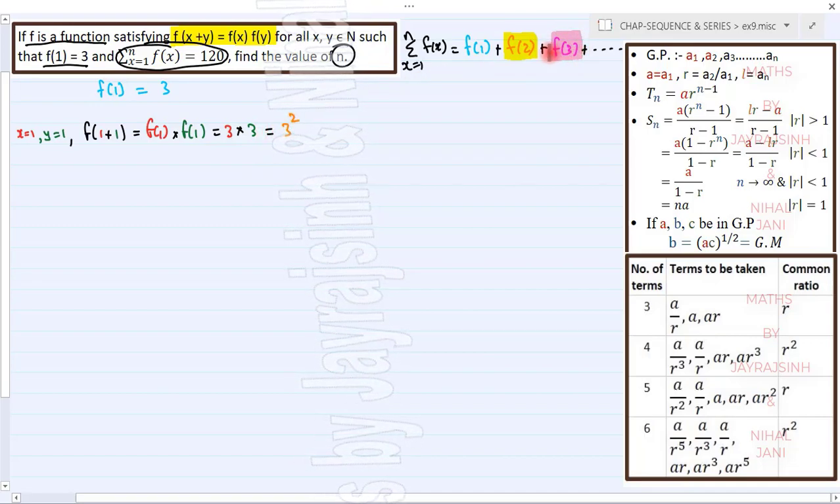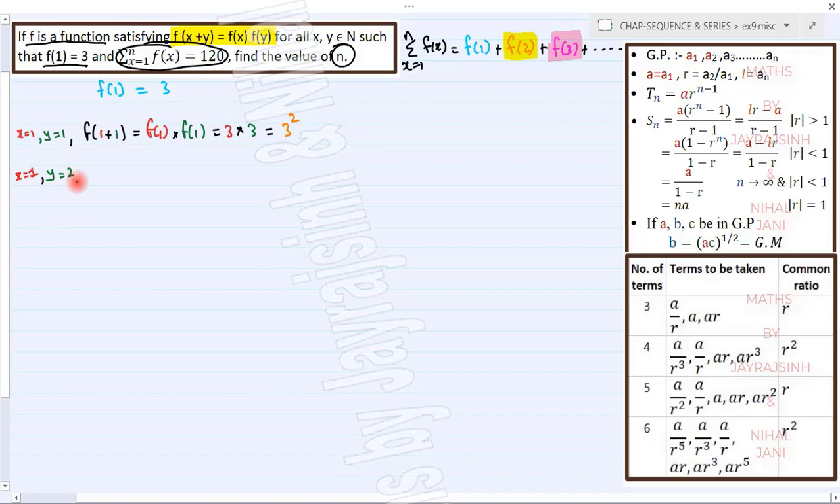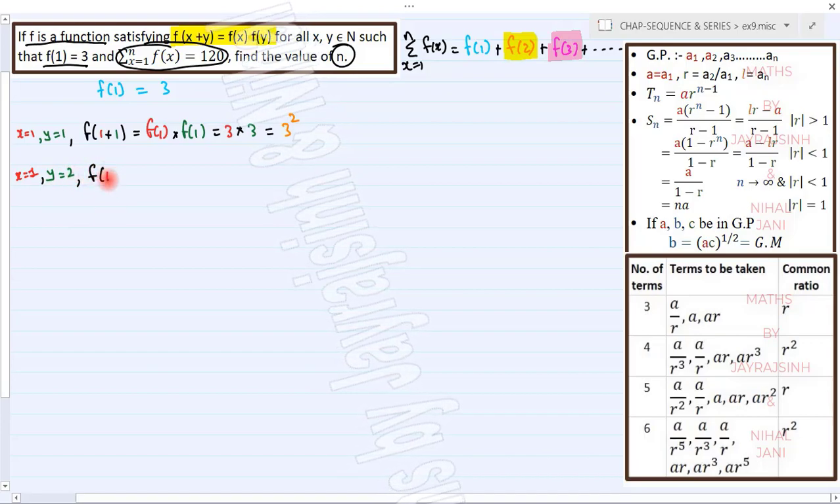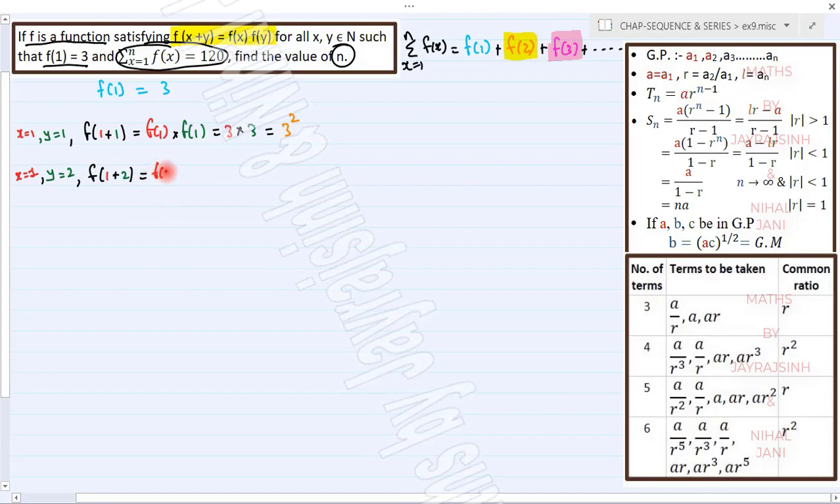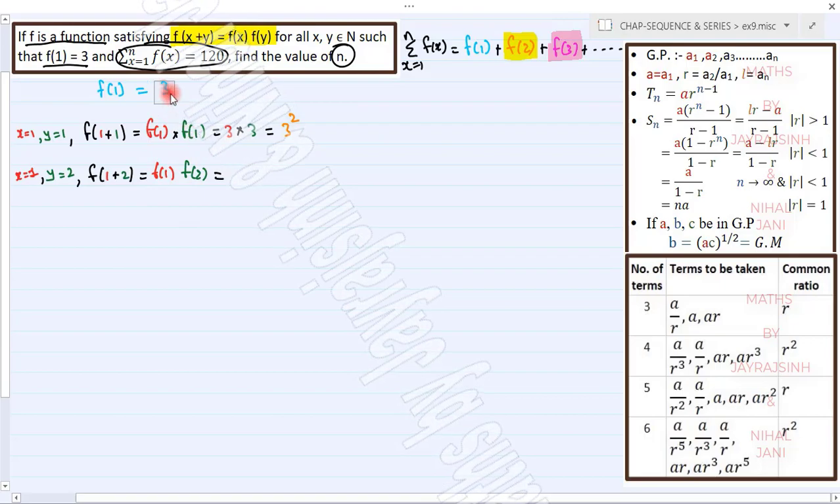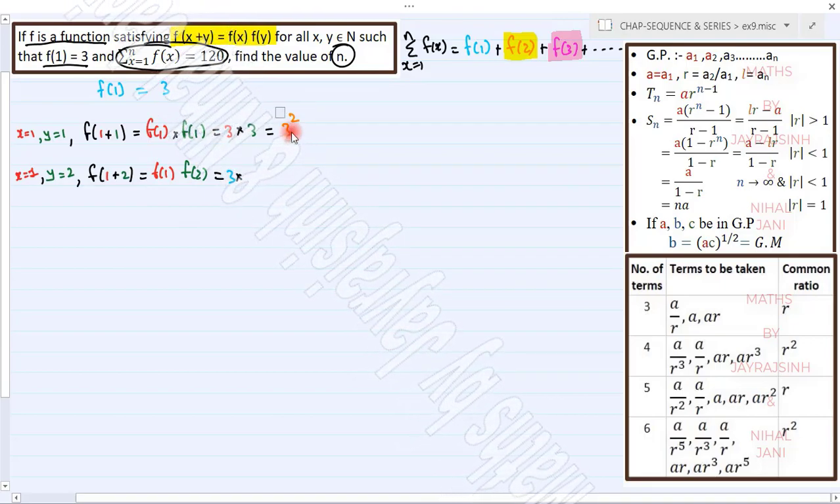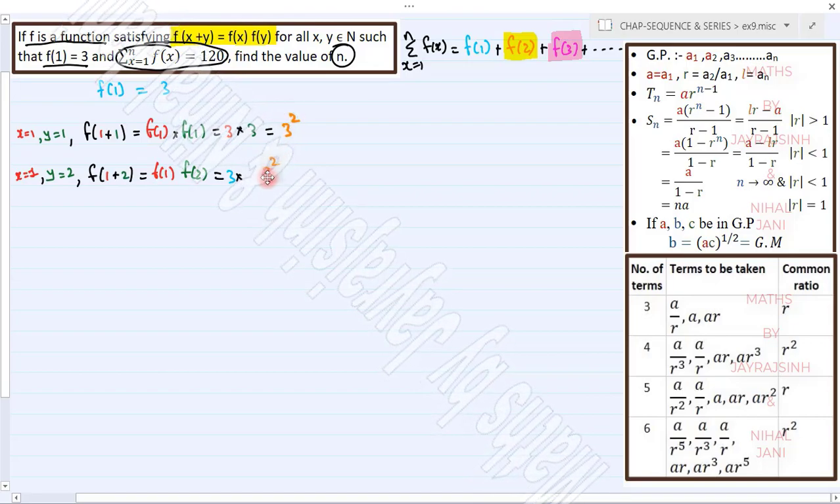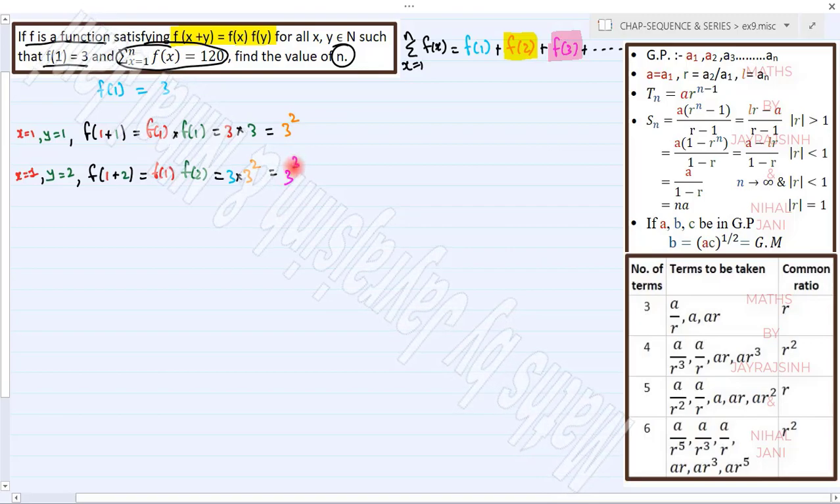Similarly, let's try to obtain f of 3. And for that, x will be 1 and y will be 2. So, you will get f of 1 plus 2 is equal to f of 1 into f of 2. And f of 1 is 3 and we already got f of 2, which is 3 square. So here we'll get 3 raised to 3.